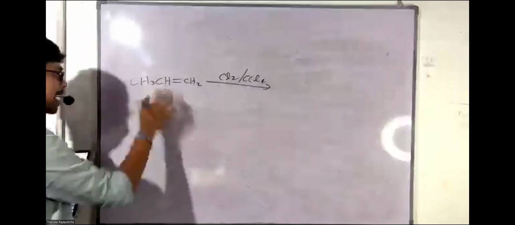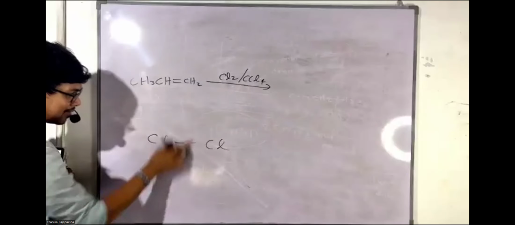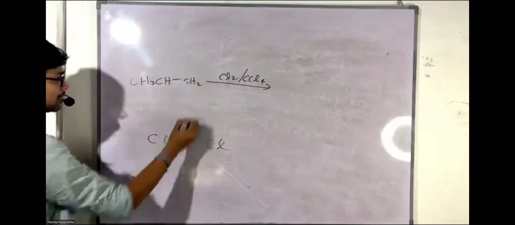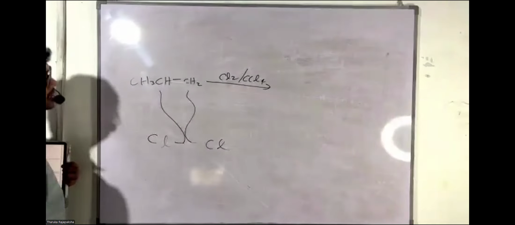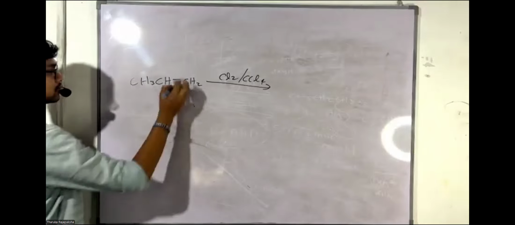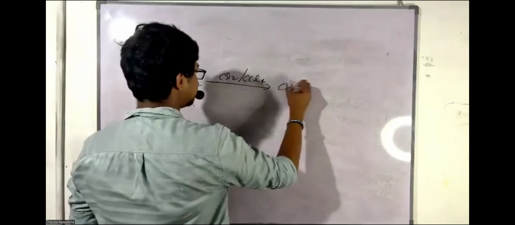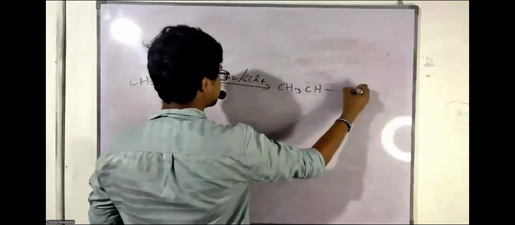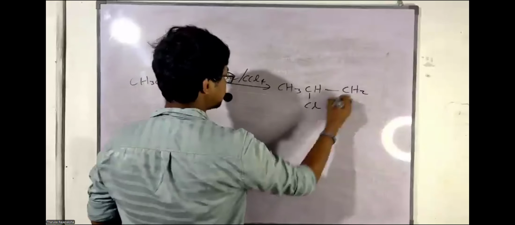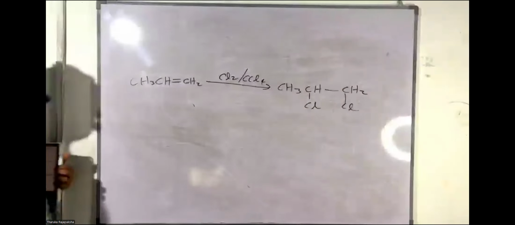Just like the previous case, as I told you, the bond breaks in the middle, this one gets erased, and this one gets attached here, and this one gets attached here. So you will get a compound with two halogens attached. You will get a product like this, CH3CH, CH2, Cl and Cl. Two Cl attached now, like that.